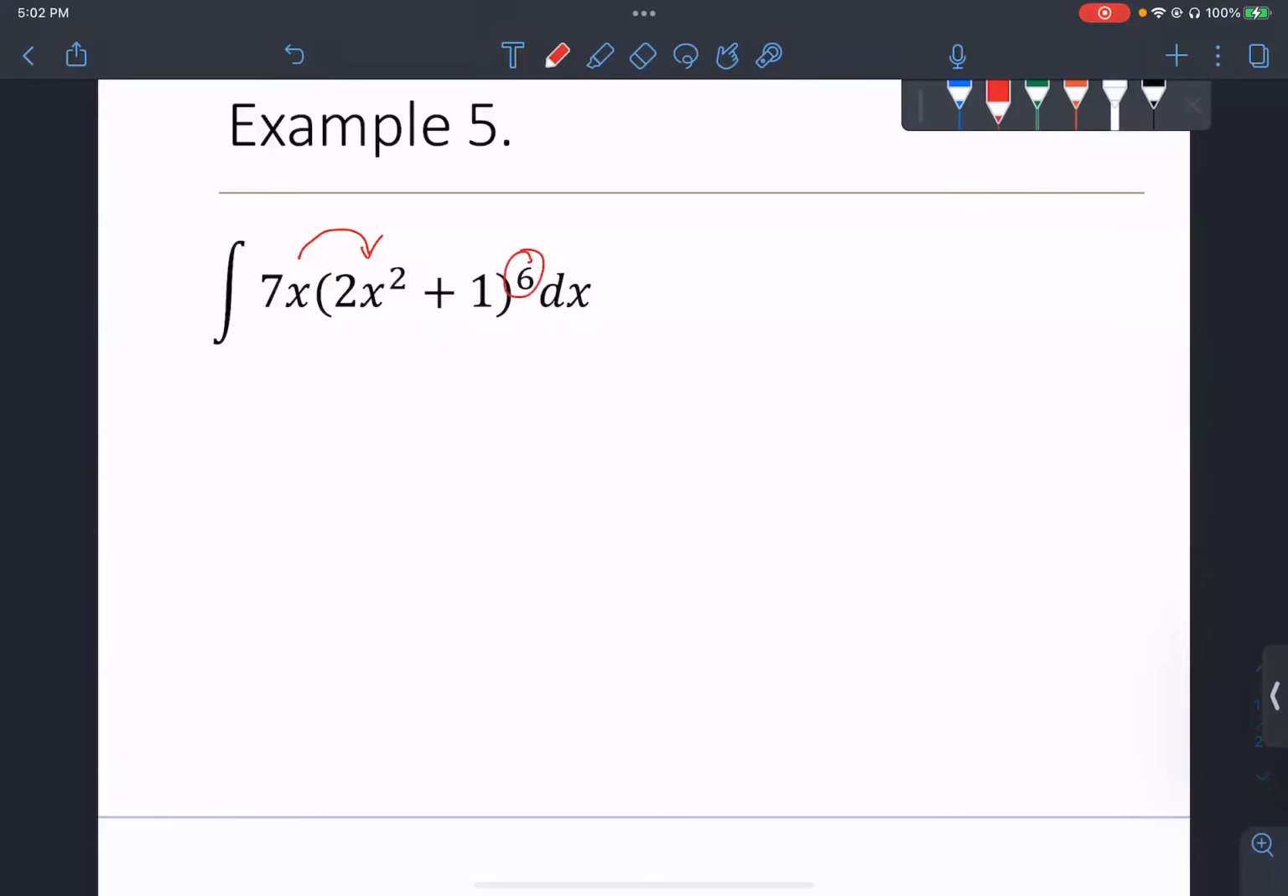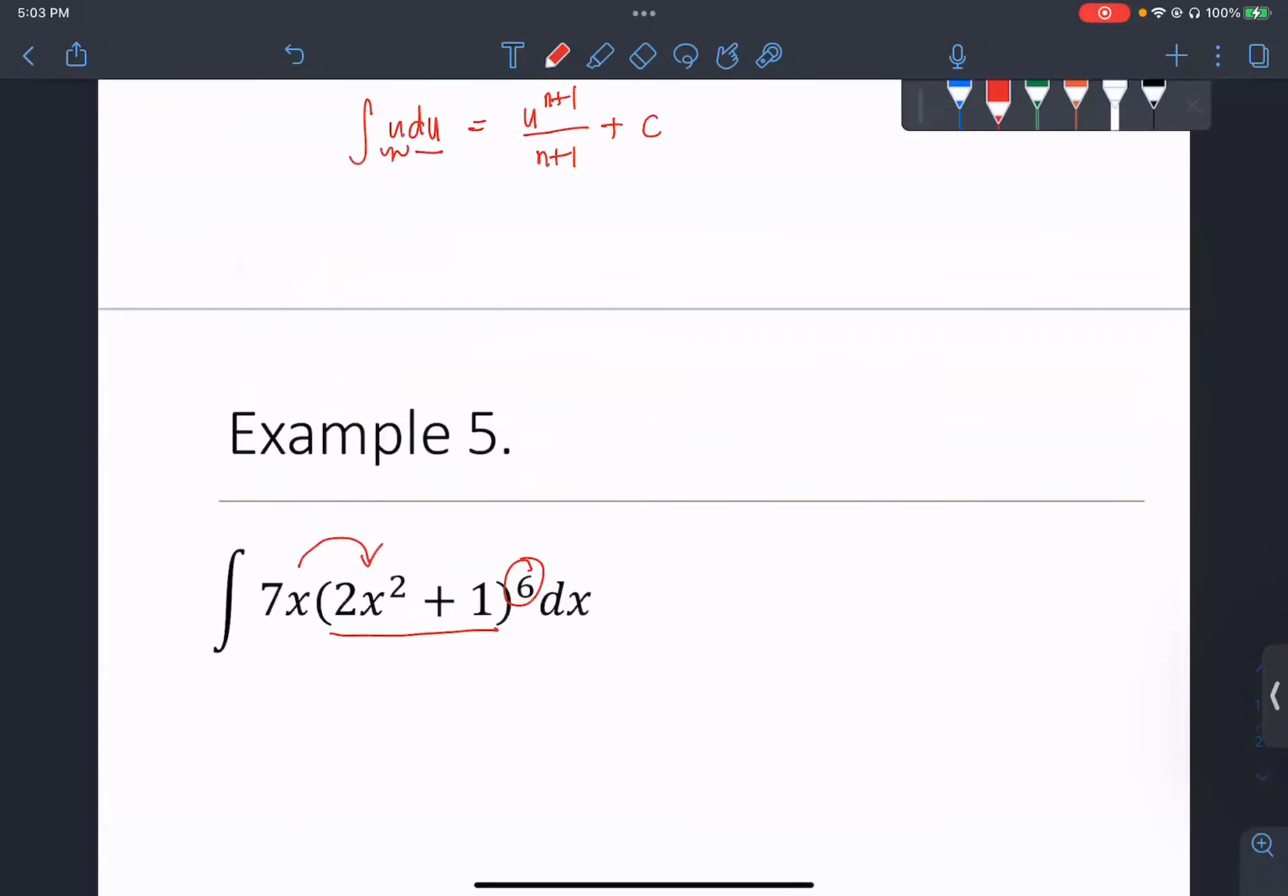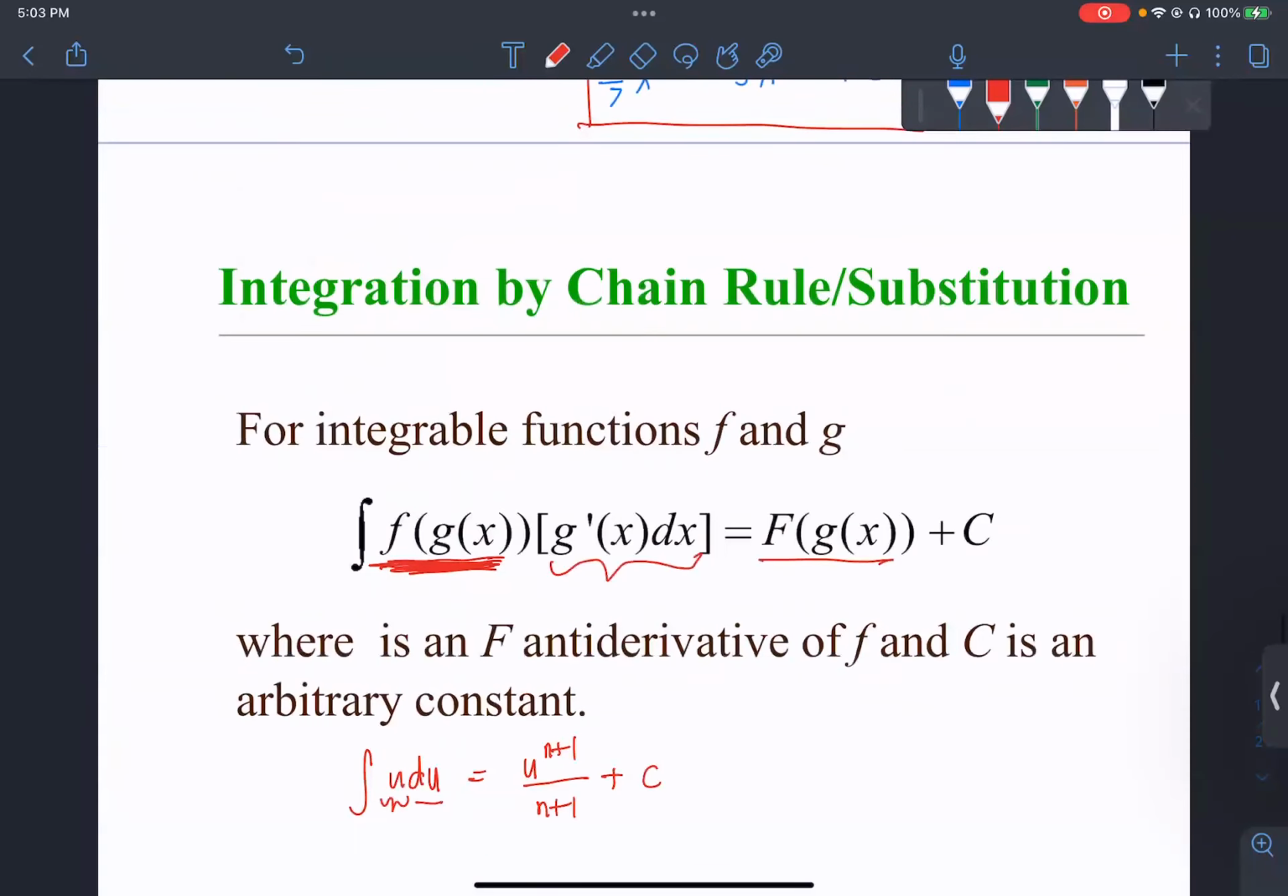No. So because of this, 6. Di ba? So ang gagawin mo, you need to expand this first bago mo siya ma-distribute yung 7x. Kaya lang, kung i-expand ko to, raised to 6 yan, naubos ng oras mo. Okay? So it would take a lot of time. So if that is the case, although pwede naman. Di ba? Kaya lang, ang sagot mo, masyado mahaba. Okay? But there are cases that we can use the substitution or the integration by chain rule.